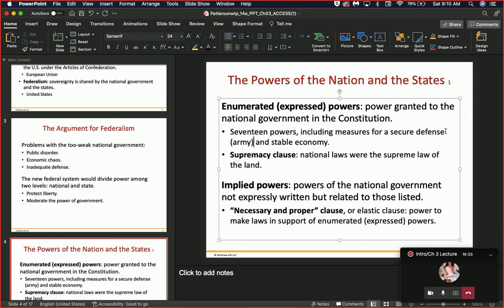And then a stable economy. So that was in response to, remember, having those different currencies for each state under the Articles of Confederation. They wanted a central currency, a national currency, okay, which we have as the dollar today. And then they put in this supremacy clause.